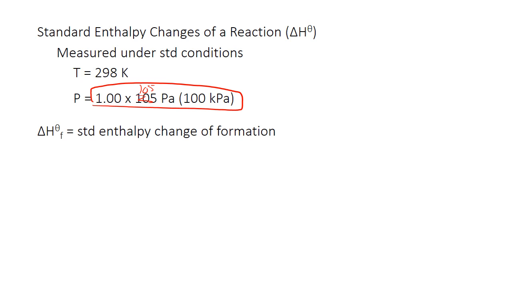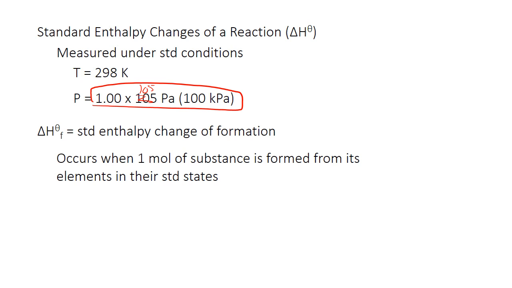So delta H theta of formation. So now we're looking at the standard enthalpy change of formation. This occurs when, again, 1 mole of the substance is formed from its elements in their standard states. The standard state is the pure form of a substance under the standard conditions. Again, you can find that in your data booklet, depending on the table in which you are using. And I believe it is table 12. Look and make sure you're using the correct ones.